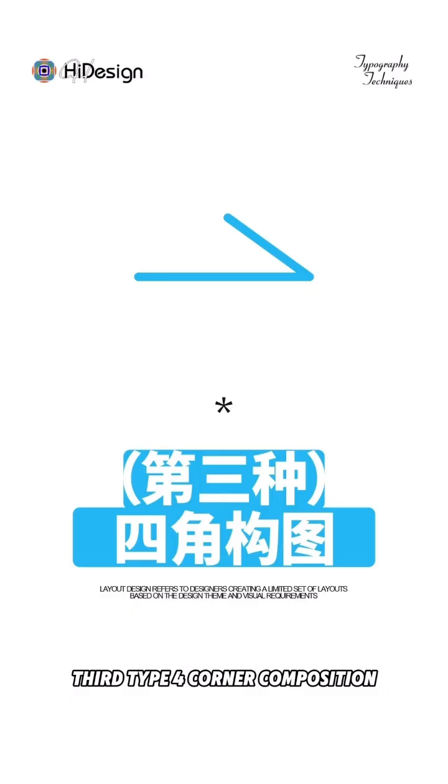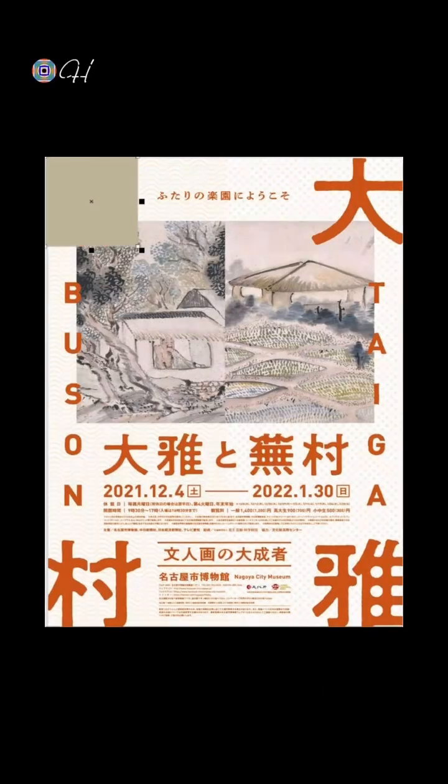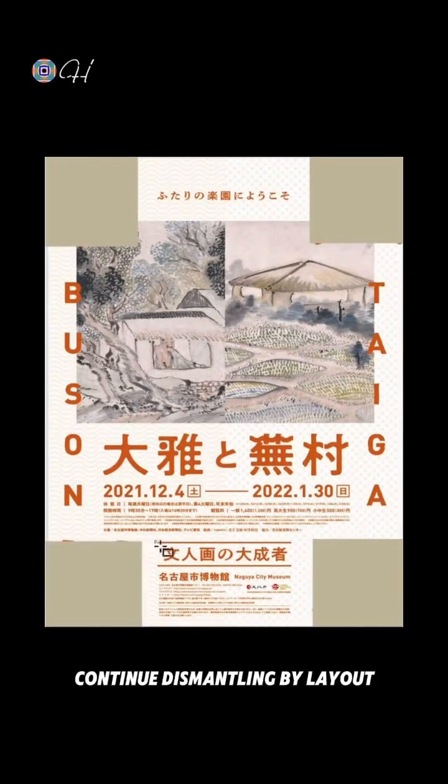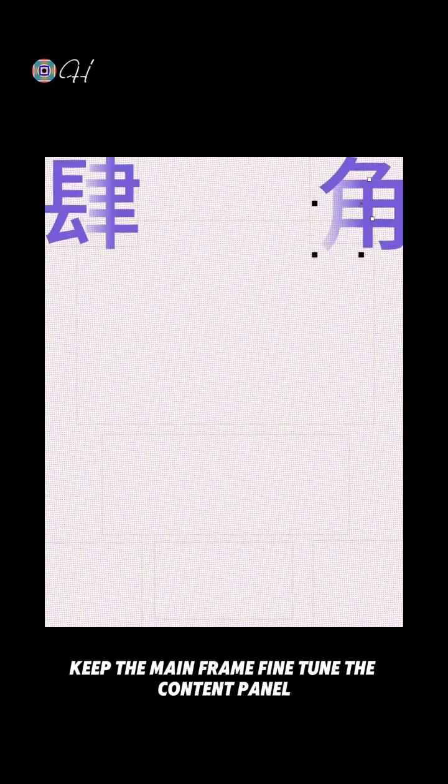Third type. Four-corner composition. Continue dismantling by layout. Keep the main frame. Fine-tune the content panel.